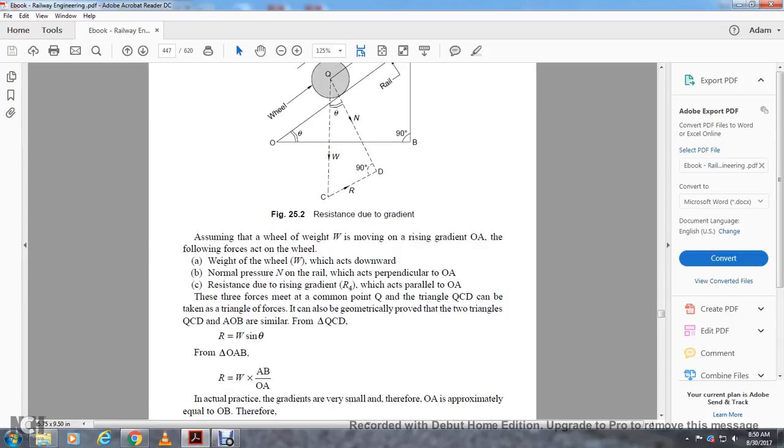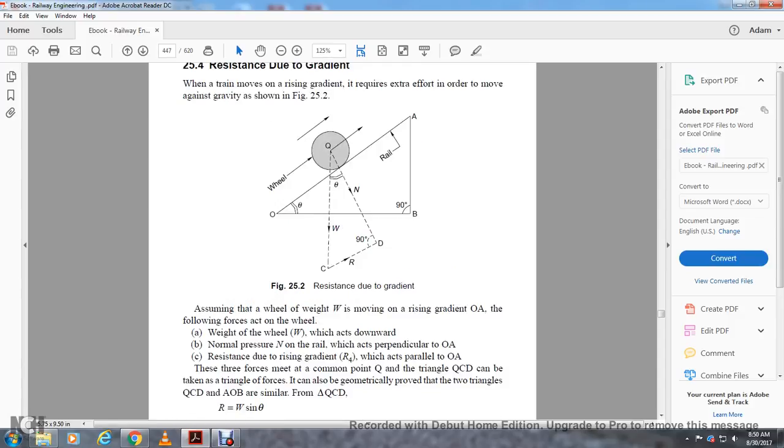Assuming that the wheel is moving on the rising gradient OA, the following forces are acting on the wheel: the weight of the wheel W, acting together with the normal pressure of the rail perpendicular to OA, and the resistance due to the rise of the gradient R4, with its axis parallel to OA. The three forces meet at the common point Q, forming the triangle QCD.